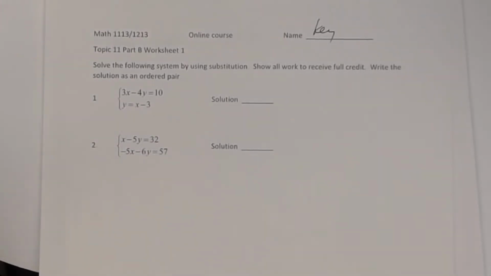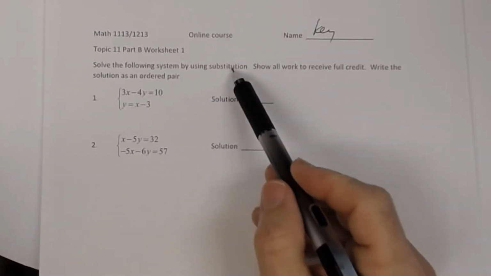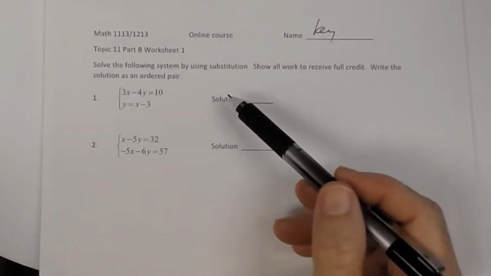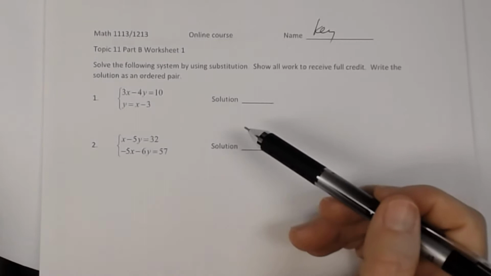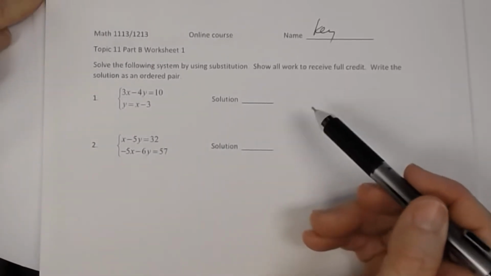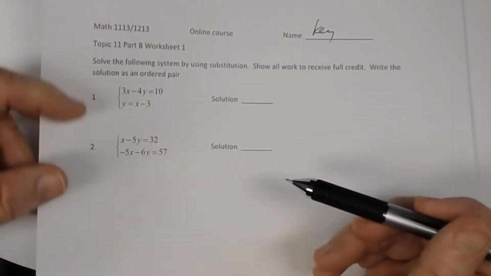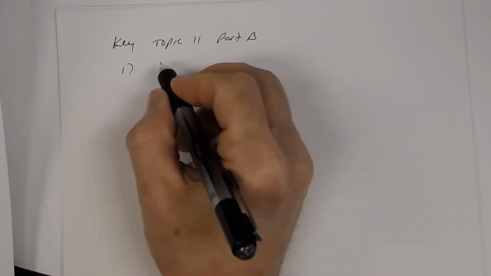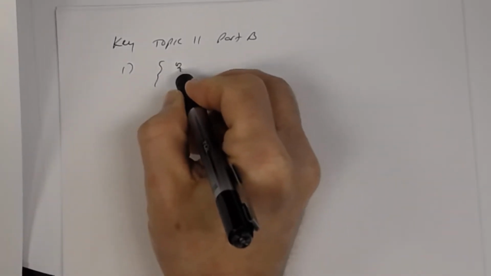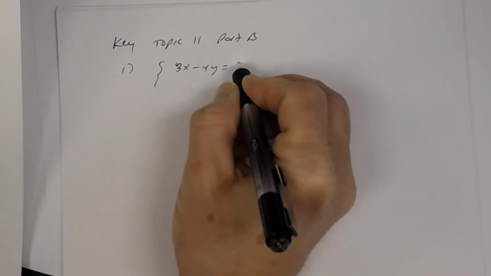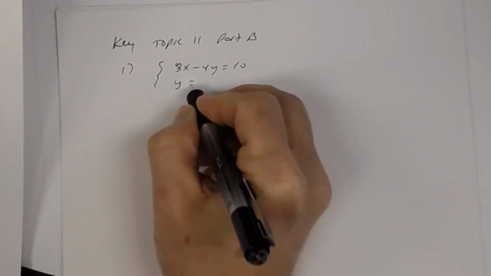This is the key to topic 11, part B. In this problem you want to solve each of these systems by using substitution. So you must use substitution, you can't use any other method. And then it does say write the solution as an ordered pair. So it's number one. We have 3x minus 4y equal 10, and then y equal x minus 3.